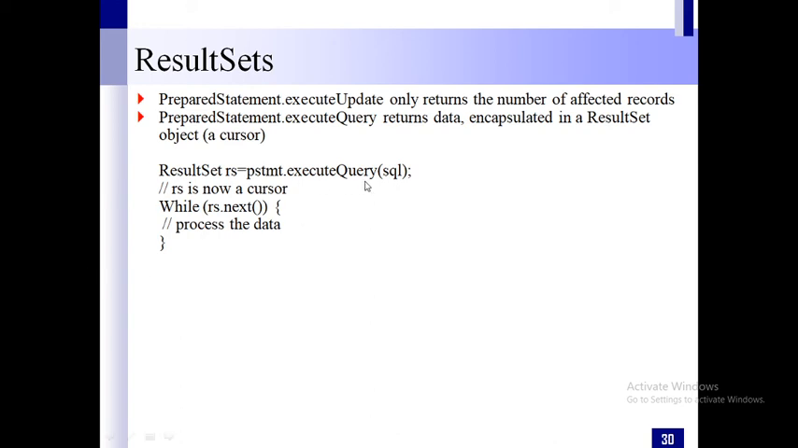Now here I'm executing the query, that means I'm fetching the result. Now rs will point to the first row in the result set. And using a while loop, we can use rs.next to move the pointer to the next tuple and process each individual tuple. So like this we can use ResultSet in JDBC when you are accessing the database.